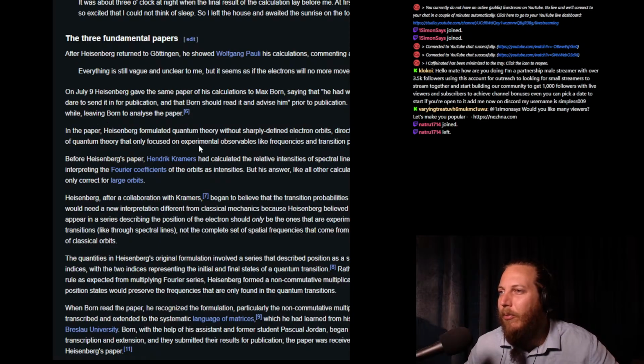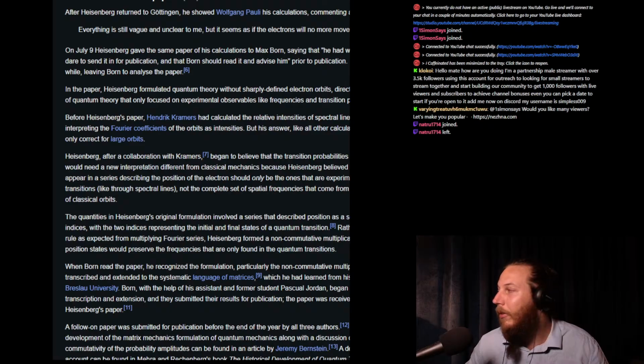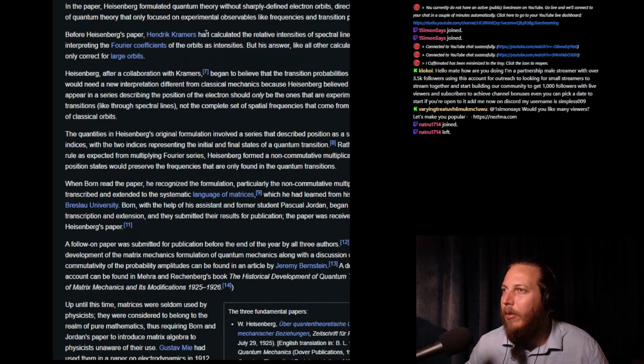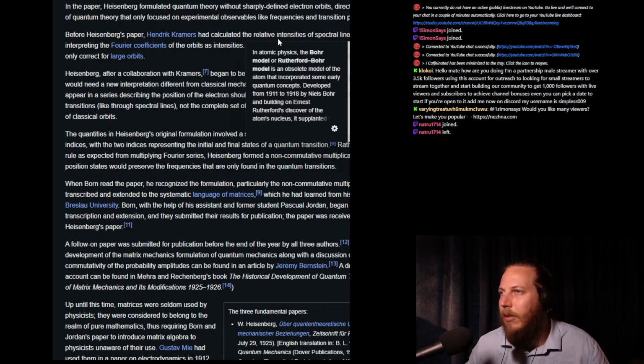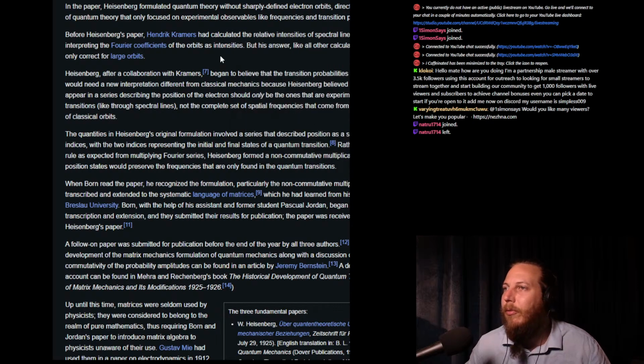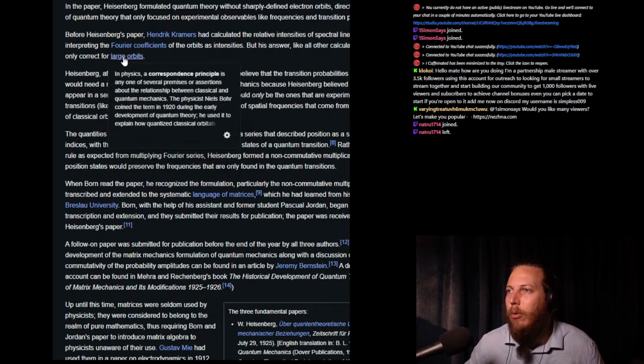In the paper, Heisenberg formulated quantum theory without sharply defined electron orbits, directly advocating for a reinterpretation of quantum theory that only focused on experimental observables like frequency and transition probabilities. For Heisenberg's paper, Kramers had calculated the relative intensities of spectral lines in the Sommerfeld model, interpreting the Fourier coefficients of the orbits as intensities, but his answer, like all the calculations in the old quantum theory, was only correct for large orbits.